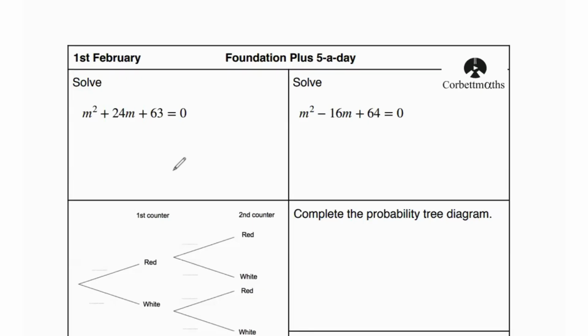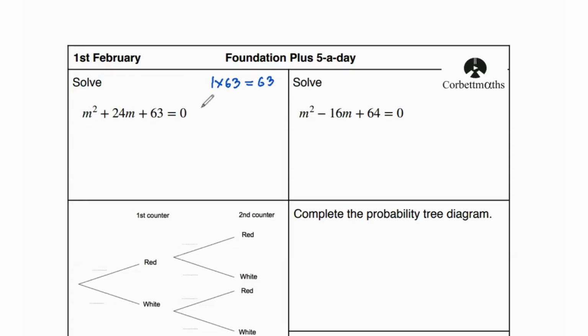First question says solve m squared plus 24m plus 63 equals 0. So this is a quadratic equation and we want to find the values of m. First, we find the product of the coefficient of m squared and the constant. So 1 times 63 is 63. Now we find factors of this product.